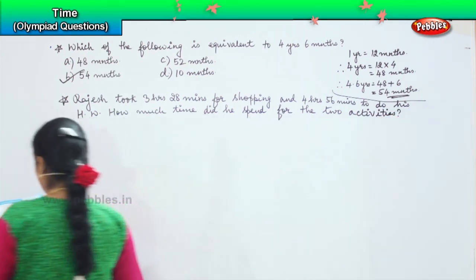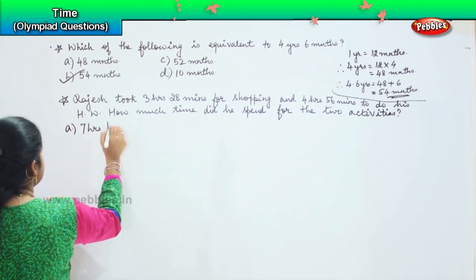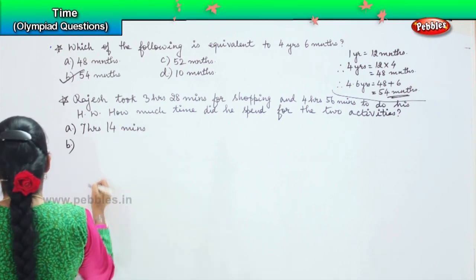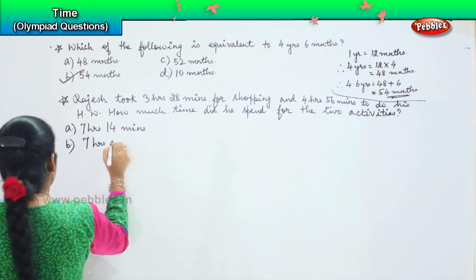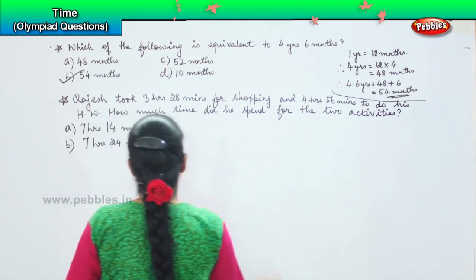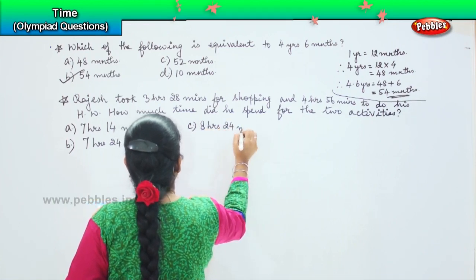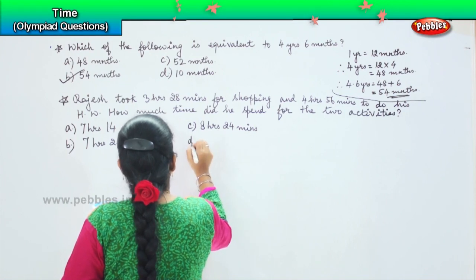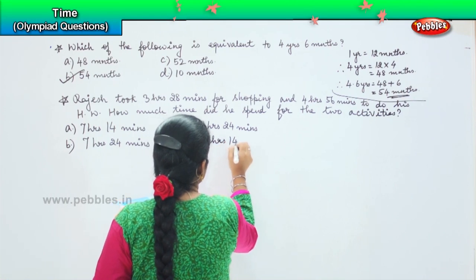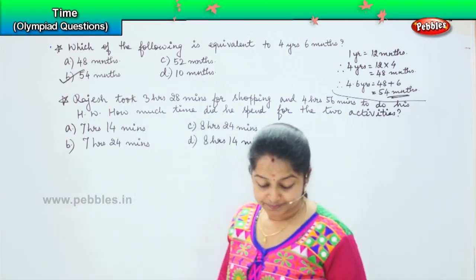Okay, and your options are option A, 7 hours, 14 minutes, option B, 7 hours, 24 minutes, option C, 8 hours, 24 minutes, and option D, 8 hours and 14 minutes. So, did you understand the question, children?